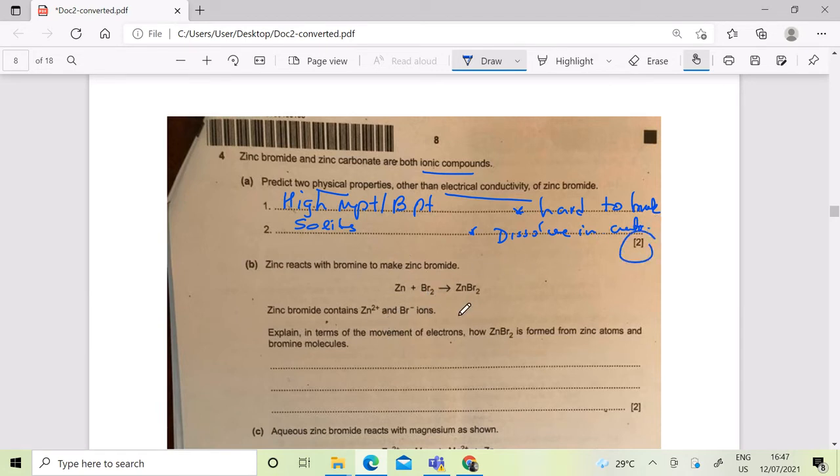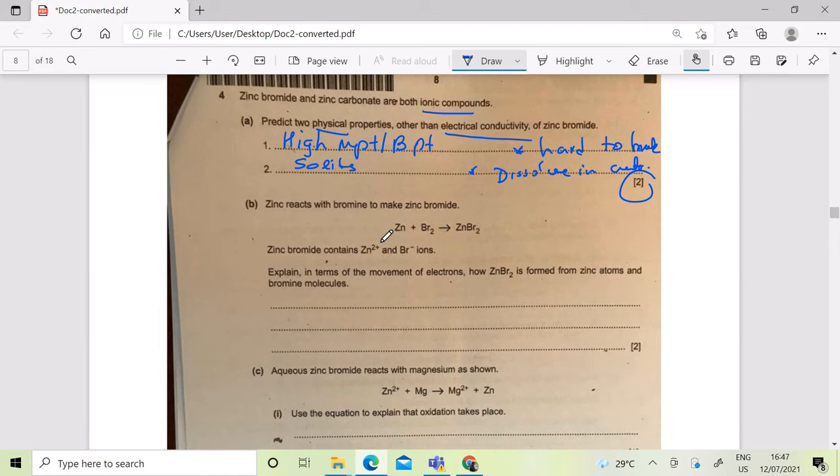Zinc reacts with bromine to give zinc bromide. Zinc bromide contains zinc plus 2 and Br minus ions. Explain in terms of the movement of electrons how zinc bromide is formed from zinc atoms and bromine molecules. So a very basic question. The question is asking about how the ionic bonds are formed, the movement of electrons. Here I have zinc plus 2 and you have 2 bromine atoms, to get 2 Br minus.